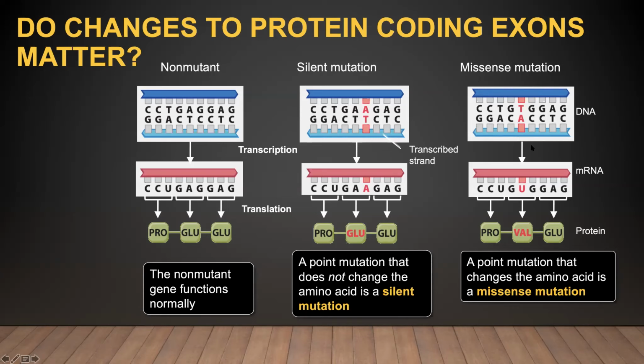Now we see down here in our messenger RNA strand that we've changed the A that was normally here to a U. So now we have GUG. If you go back and look at the codon table, we'll see that GUG no longer codes for glutamine, it now codes for valine. So now we do have a change in our protein structure. This would be an actual mutation that would show up, and this may cause the protein to misfunction. We do end up with an actual change in this protein.